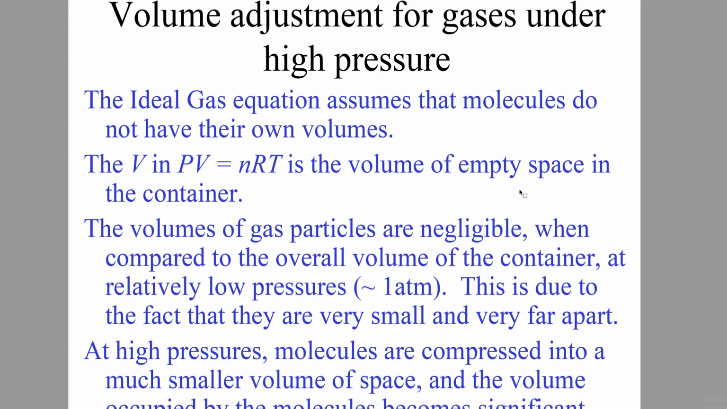Now, volume adjustments need to be made for gases under high pressure. The ideal gas law assumes that molecules do not have their own volumes. So the V in PV equals nRT is the volume of empty space in the container. Remember, many people think that it's the volume of the gas, but in reality it's the volume of the container.